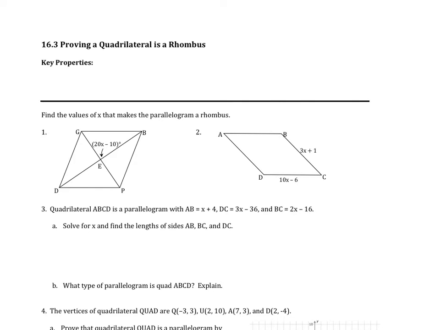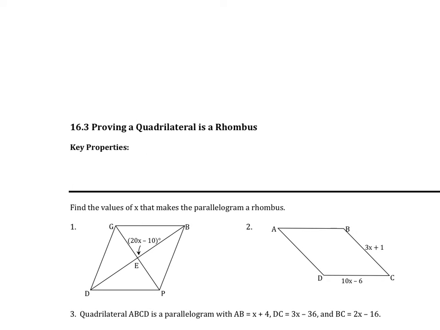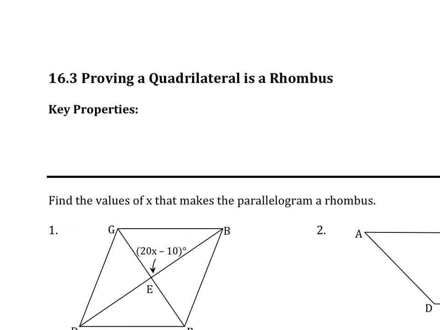In this part of the lesson, we will talk about proving a quadrilateral is a rhombus. So keep in mind a rhombus is a parallelogram. So first of all, I need to prove it a parallelogram first. If it's given to me as a parallelogram, then half of the work is done. Now, what are the key properties of a rhombus? There are three additional properties.